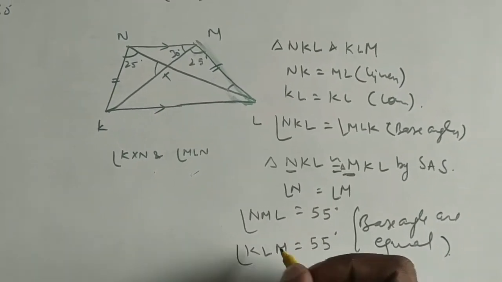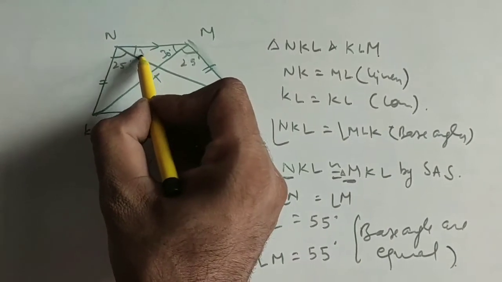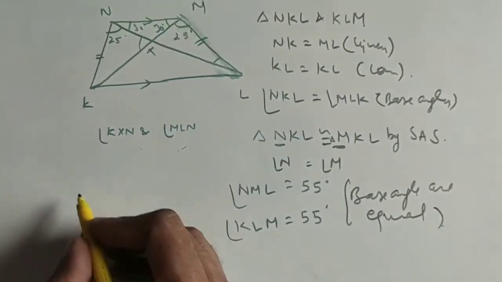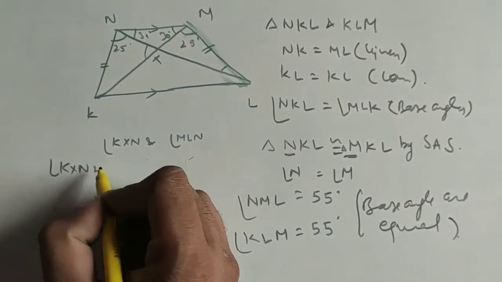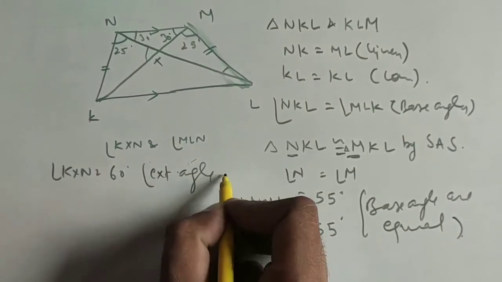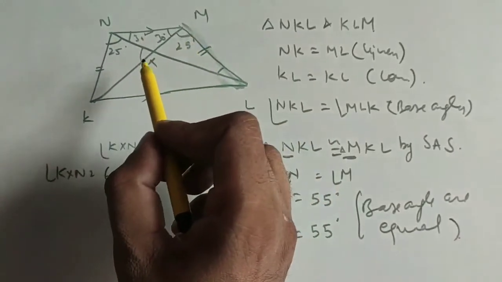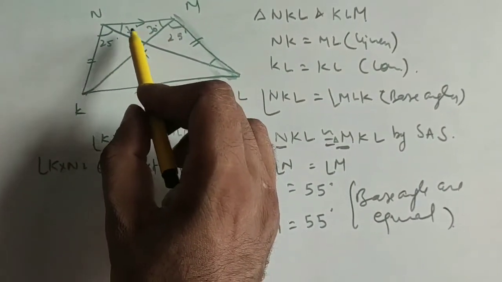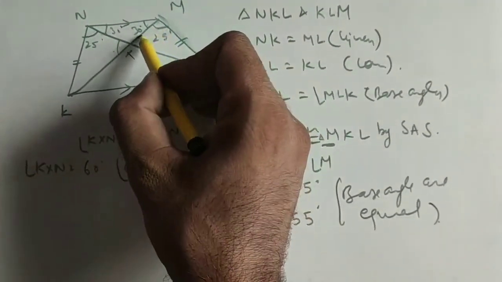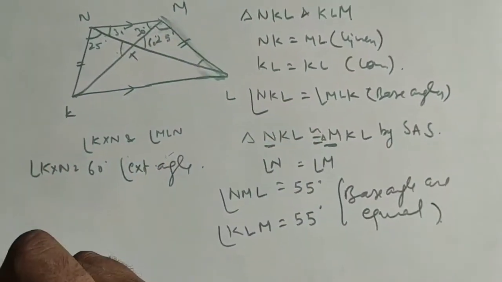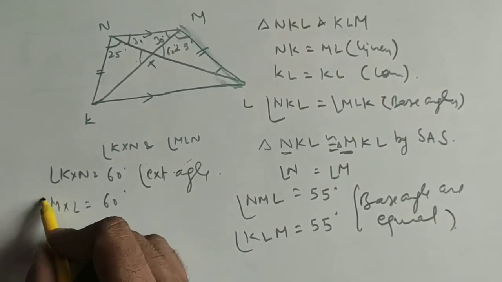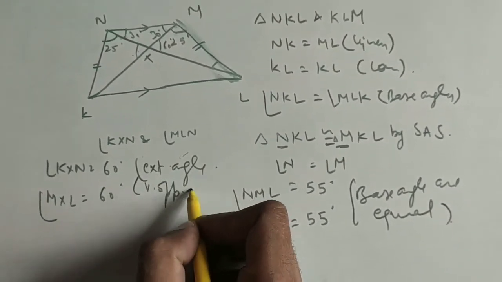Base angles are equal, so it means this remaining part must be 30 degrees, and if this is 30, this is 30, so clearly angle KXN will be equal to 60 degrees by exterior angle property. In triangle NMX we can say this part is an exterior angle, so it will be the sum of the opposite two angles, so this is 60. If this part is 60, we know that this part will also be 60, because these are vertically opposite. So MXL will be 60 degrees.